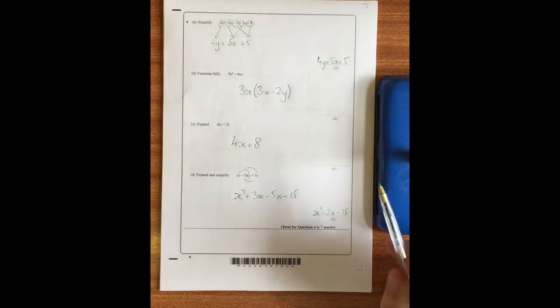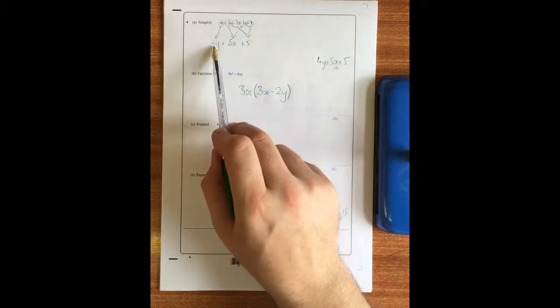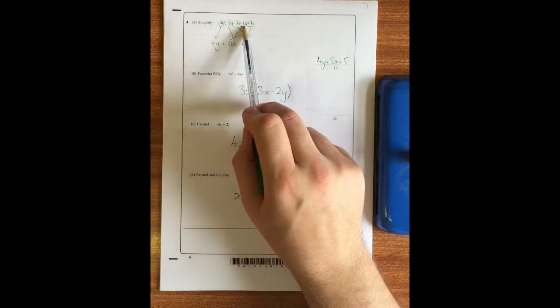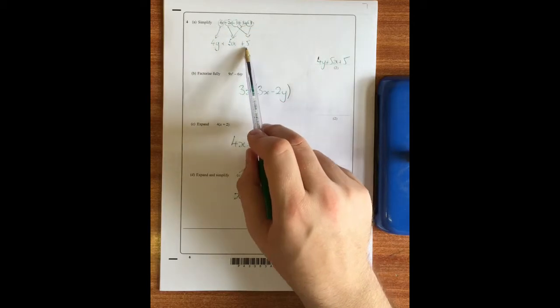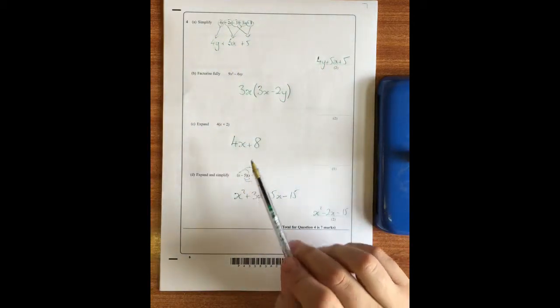Question 4. Simplify 4y + 2x - 3 + 3x + 8. Well, if we look at the y's, there's only one term that's got y's in it, so we can leave the 4y alone. There's a +2x and a +3x, which go together to 5x, and a -3 and a +8 gives us +5. So it'll be 4y + 5x + 5.